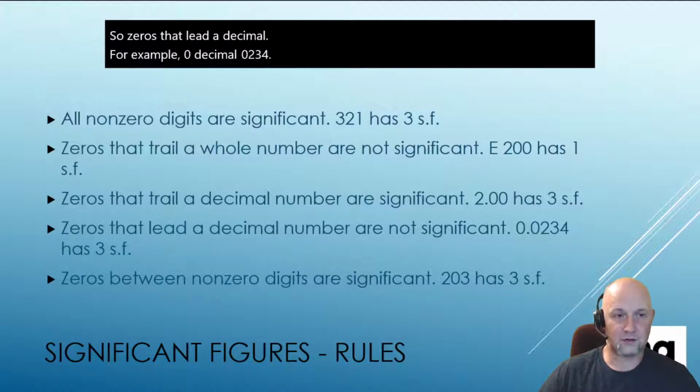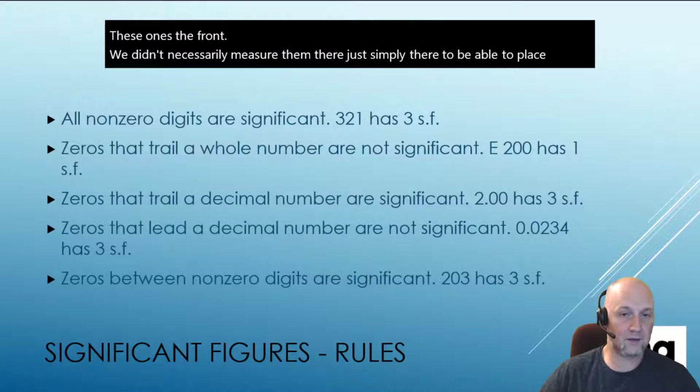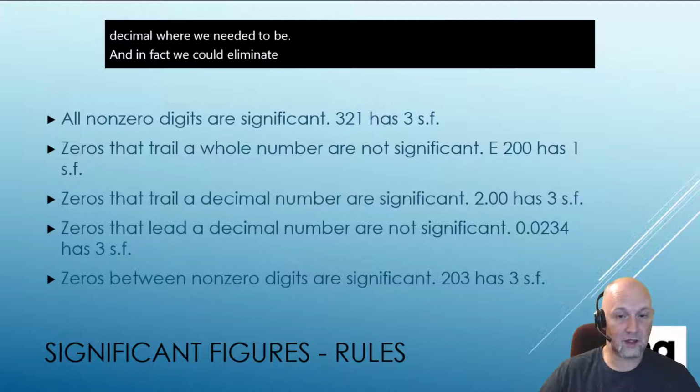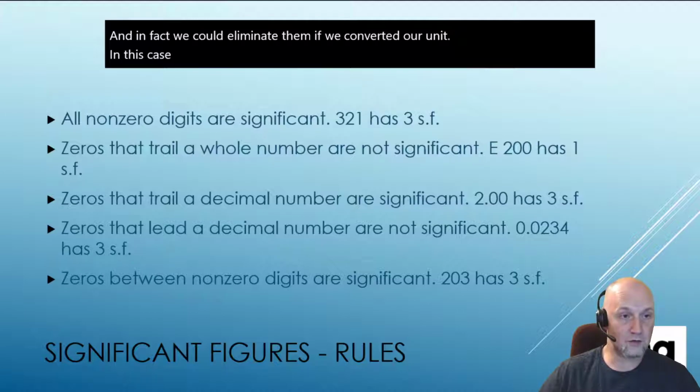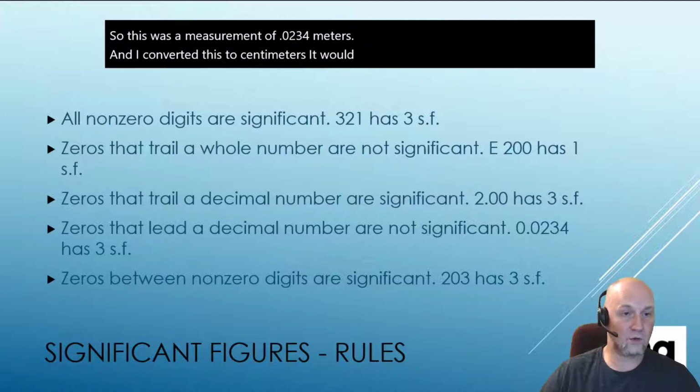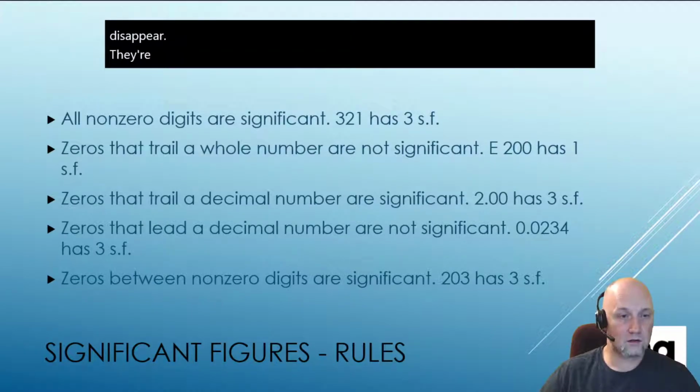These ones at the front, we didn't necessarily measure them. They're just simply there to be able to place the decimal where we need it to be. And in fact, we could eliminate them if we converted our unit, in this case, to a smaller unit. So for example, if this was a measurement of 0.0234 meters, and I converted this to centimeters, it would become 2.34, and the zeros disappear. They're not meaningful, they're just placeholders.